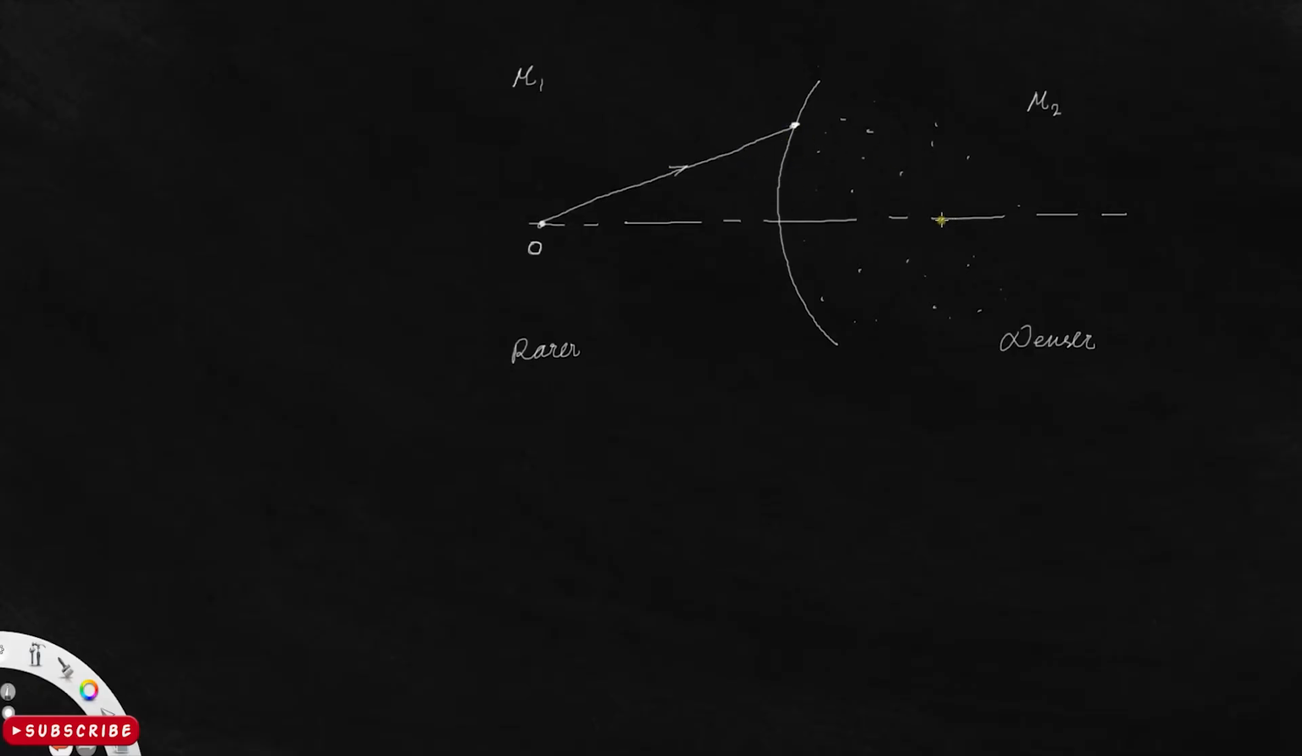Before that, I have to draw a normal. For a spherical surface, the normal always goes through the center of curvature of the surface. Let this be the normal. When a light ray travels from the rarer to the denser medium, it bends towards the normal, and we get an image I here. So this is the ray diagram.